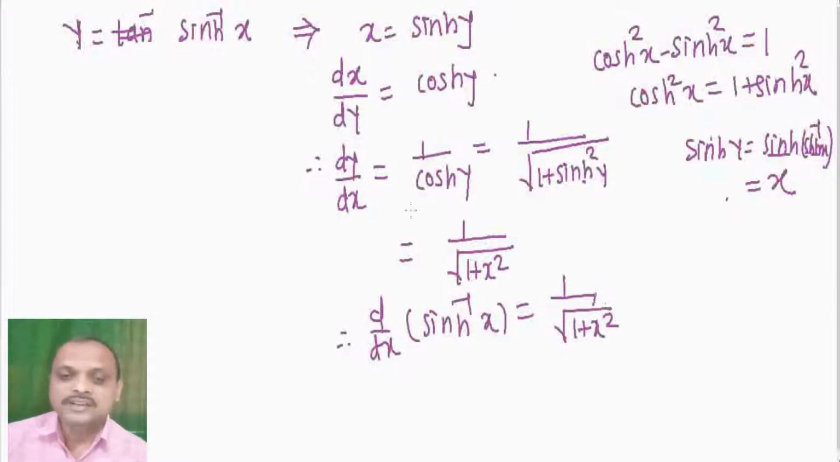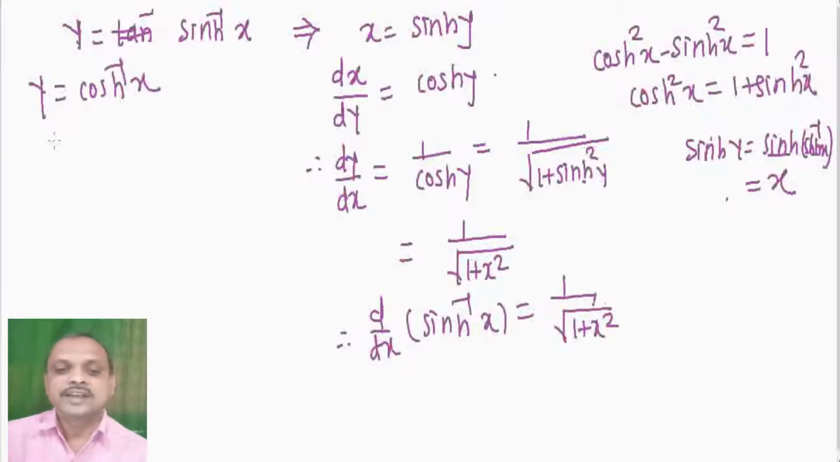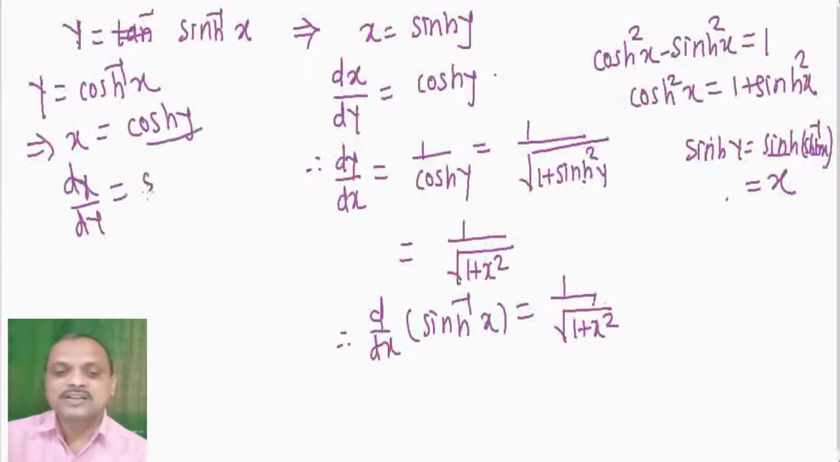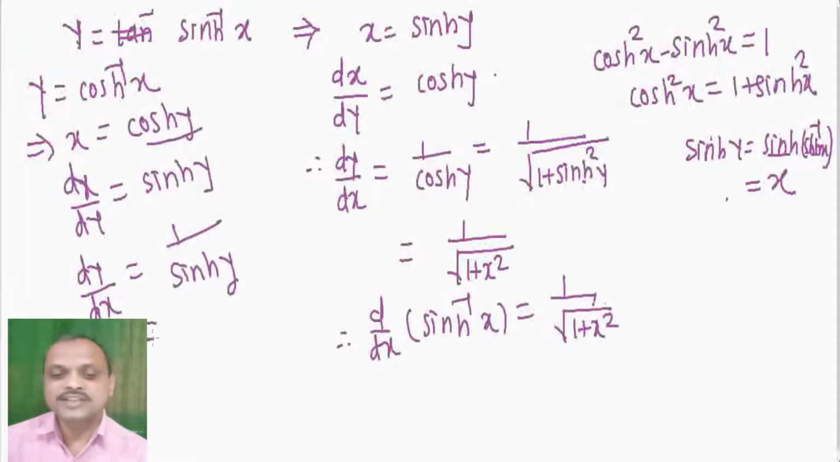Now let us see the derivative of cosh inverse. If my function is y equal to cosh inverse of x, then we have x equal to cosh y. Let us differentiate this: dx divided by dy. The derivative of cosh is nothing but sinh y. Then dy by dx equal to 1 divided by sinh y.